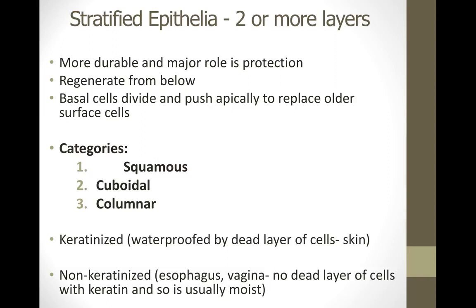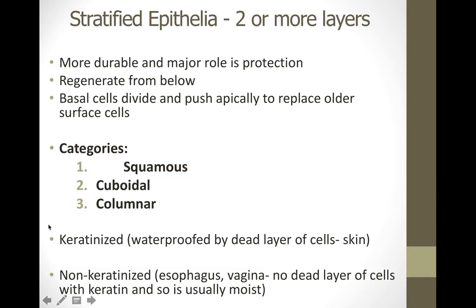The cells at the basal layer have the ability to divide through the process of mitosis and regenerate the cells as the older cells die off. A stratified epithelium can be found as a stratified squamous, a stratified cuboidal, and a stratified columnar.